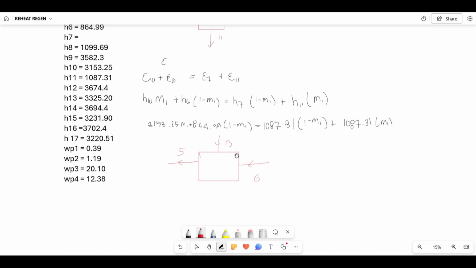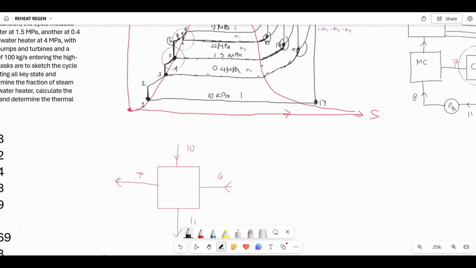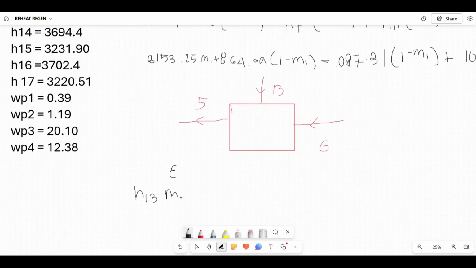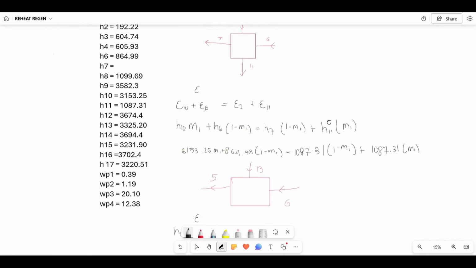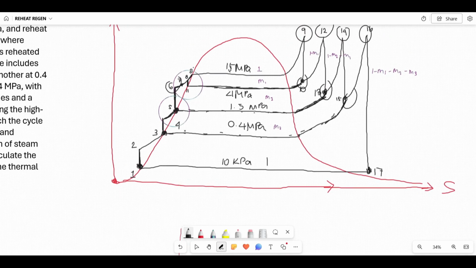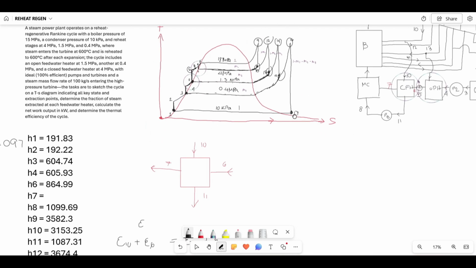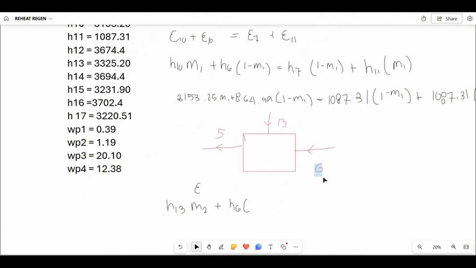So doing an energy balance again. The energy balance will lead us to the input H13 with mass M2, right? M2 plus H6. What is the mass of H6? If you look at 6 here, oh no, not 6. That's the output. 4 rather, 4. My bad. This is 4.